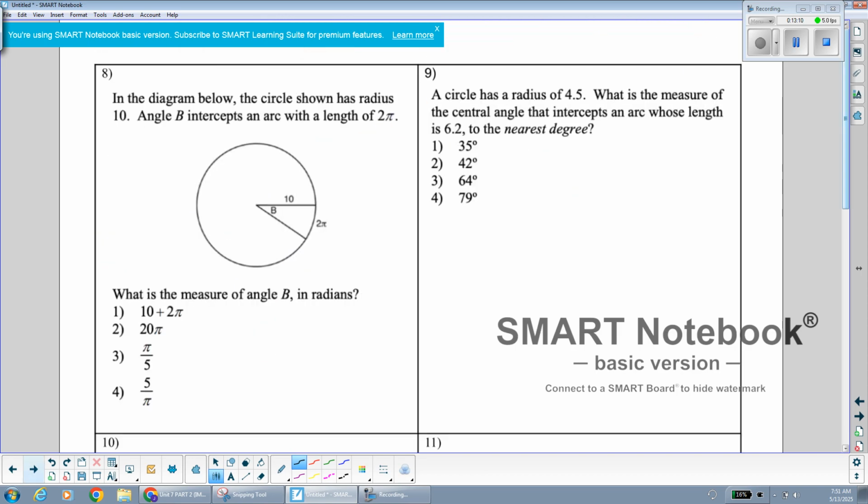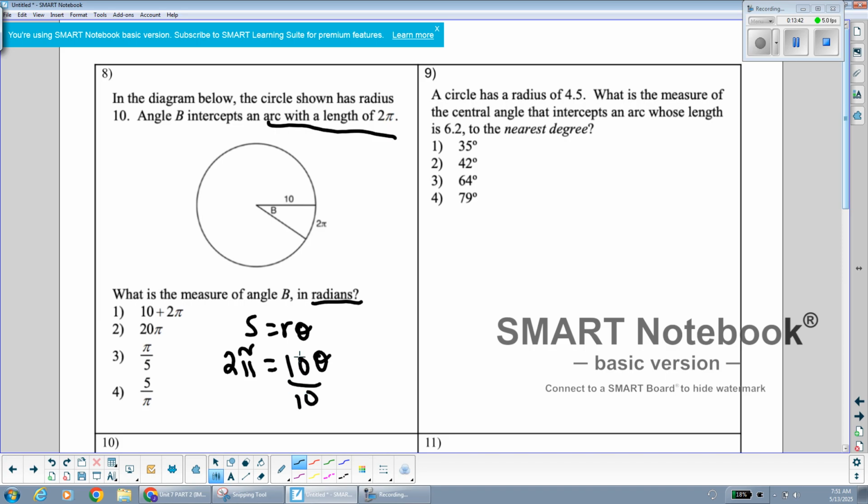Okay, moving along. Over here, we are dealing with arc length again. It says an arc with a length of 2 pi, and we're solving for angle B in radians. I'm going to use our arc length formula for when we have radians, S equals R times theta. And remember, S represents the arc length, which we're given. It's 2 pi. We have the radius, which is 10, and we're solving for the angle. Remember, this formula can only be used when you are working with radians.